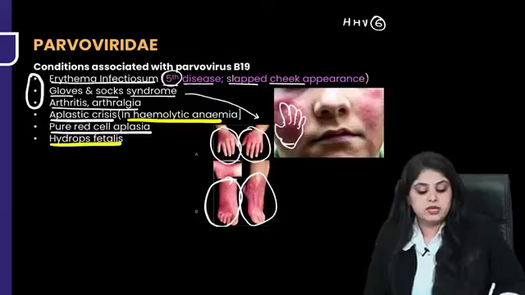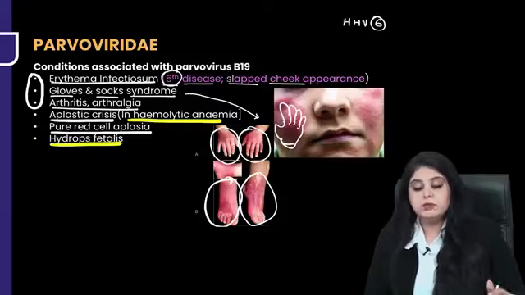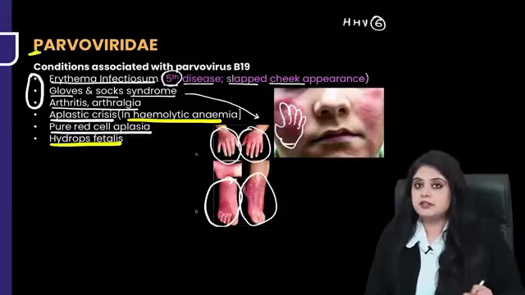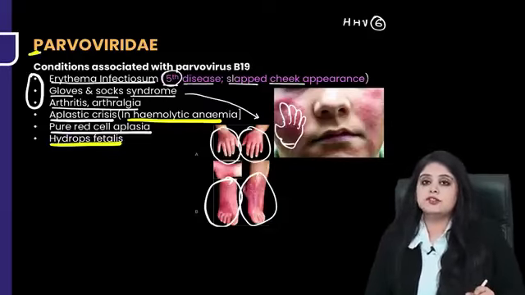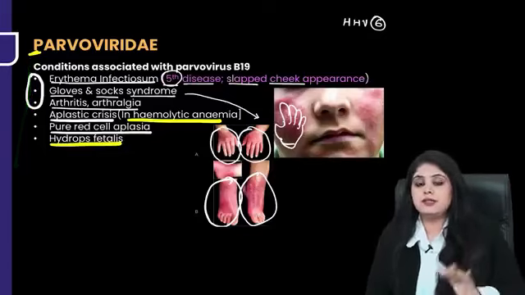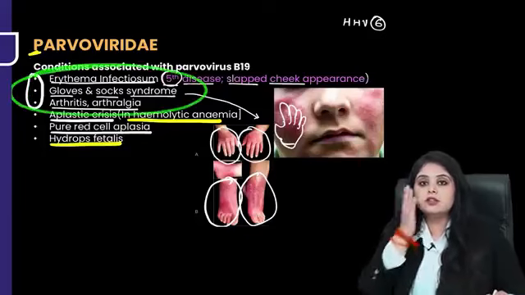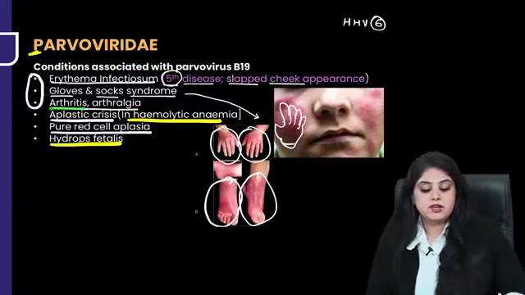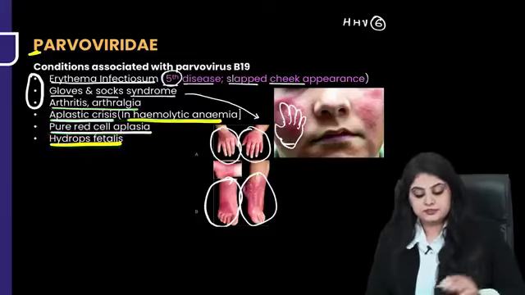Coming to the last one, mother to child. Yes, I told you, P for parvo, P for placental transport ho sakta hai. It causes hydrops fetalis. So these are all, if you learn it in a logical manner, it's easy. Pehle sare rashes ho gaya on the face and the fingers. Then you have arthritis, arthralgia and aplastic crisis, pure red cell aplasia and hydrops fetalis.